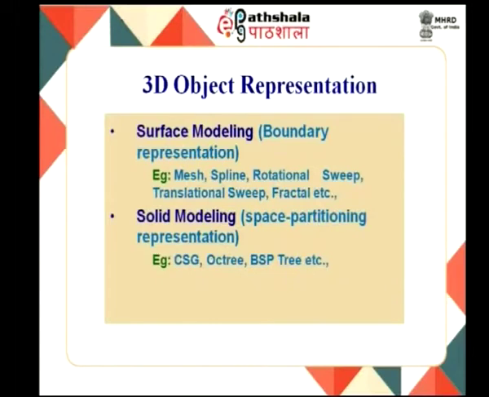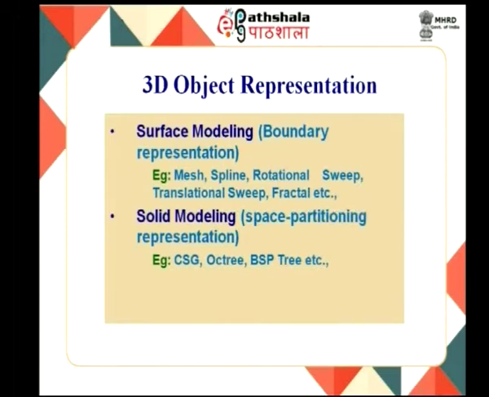Fundamentally, how do we create a 3D object? That's the question. In computer graphics we have two basic schools of thought, or two basic ways to create 3D objects. Either way you can feel that the object is a 3D object. The first way is called the surface modeling technique, or boundary representation. The other way is solid modeling, also called space partitioning representation.